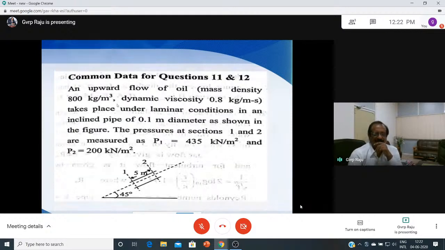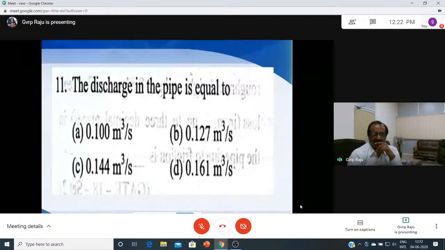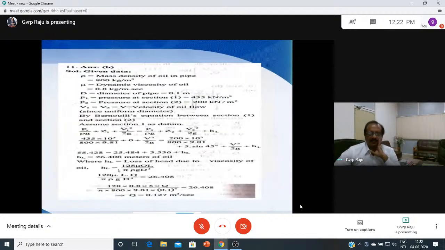It has given the data for flow of oil: mass density 800 kg per meter cube and dynamic viscosity 0.8 or something like that. This is an inclined pipe with the diameter shown, and he has given the pressures 435 and 200. He asks us to find the discharge of the pipe. This is also a good question: the mass density 800, dynamic viscosity, diameter of the pipe, pressure at section 1 and pressure at section 2 are given.